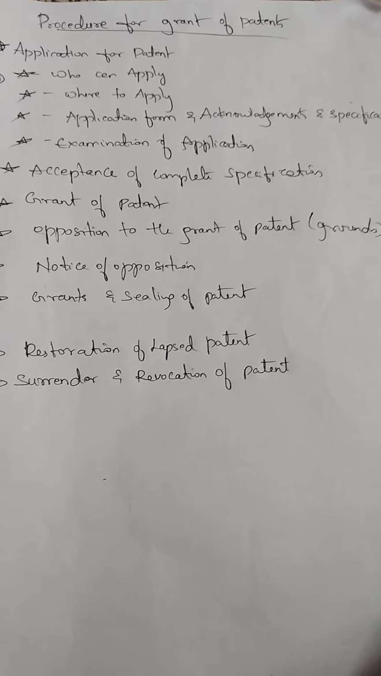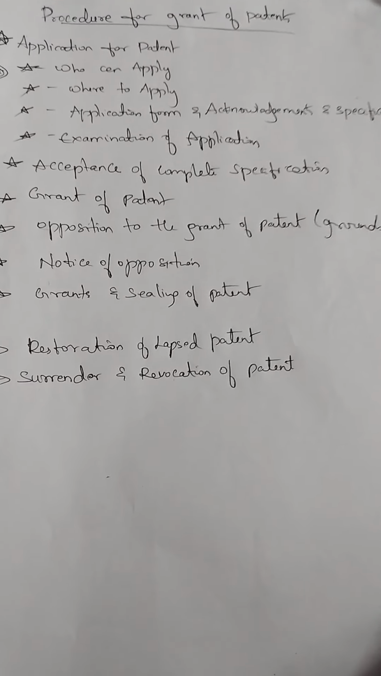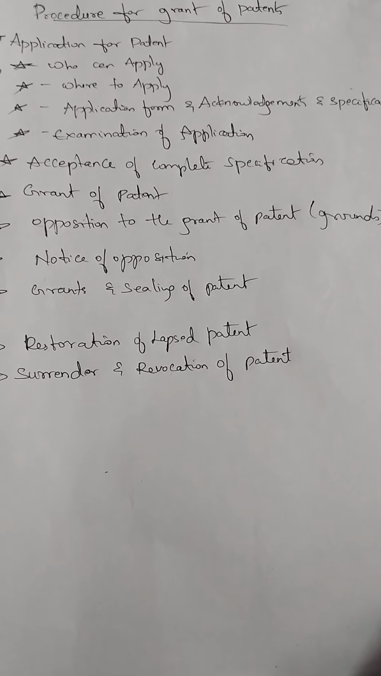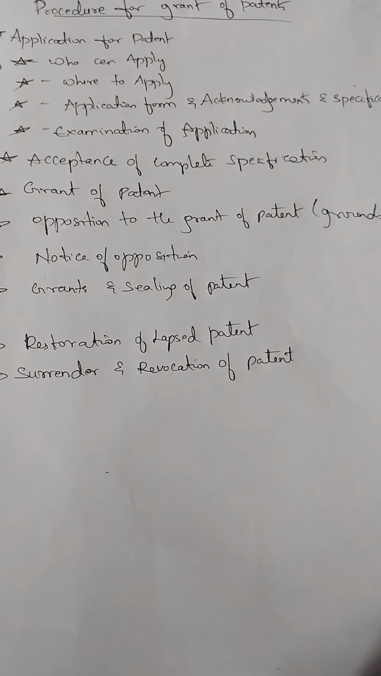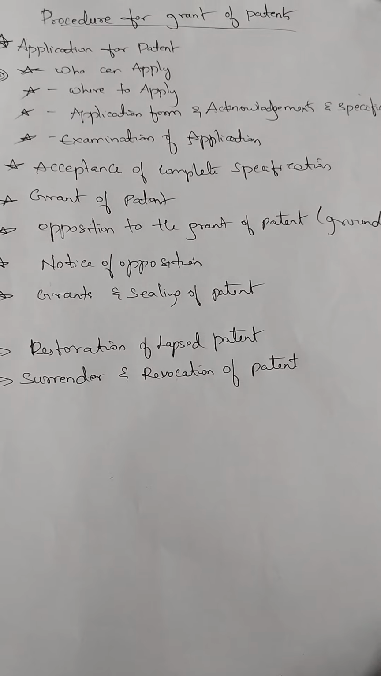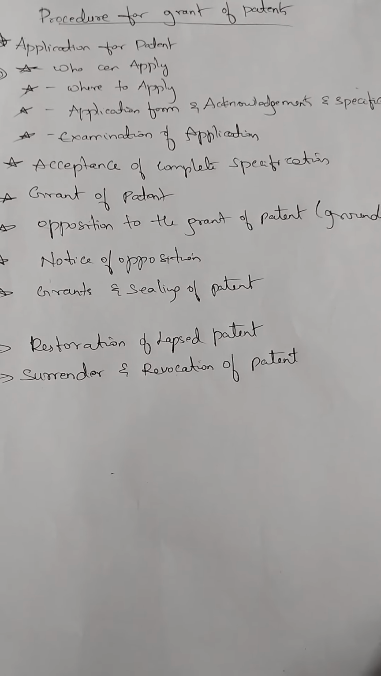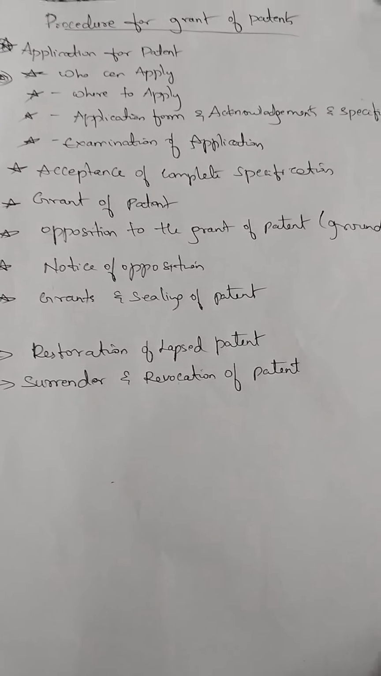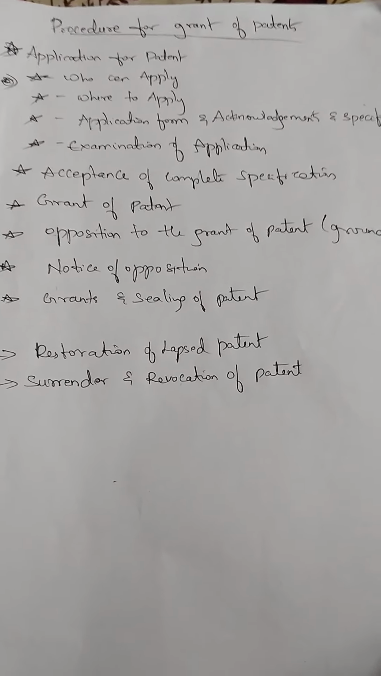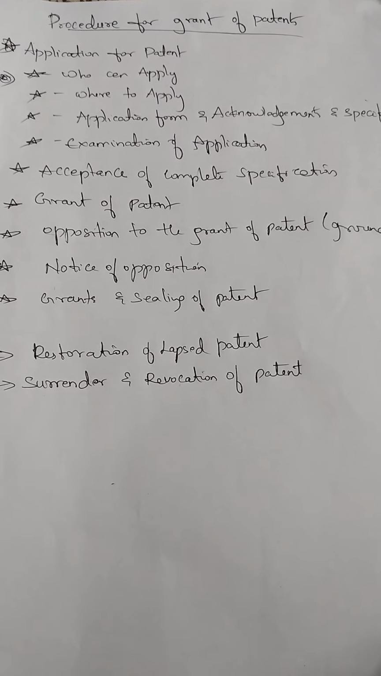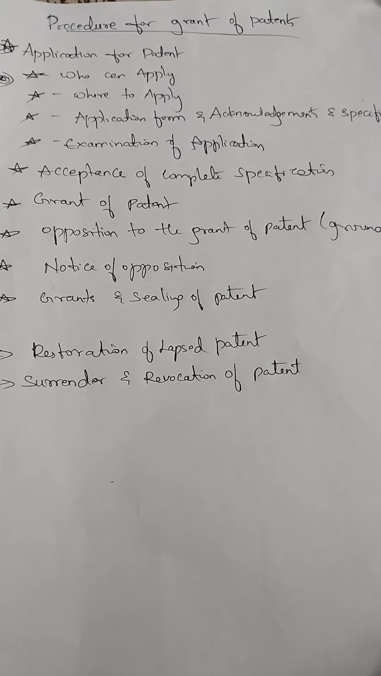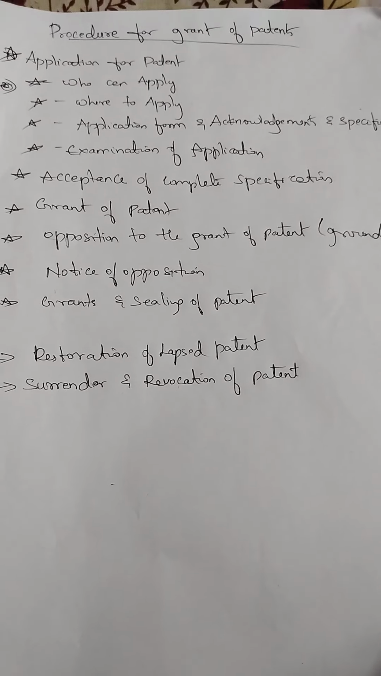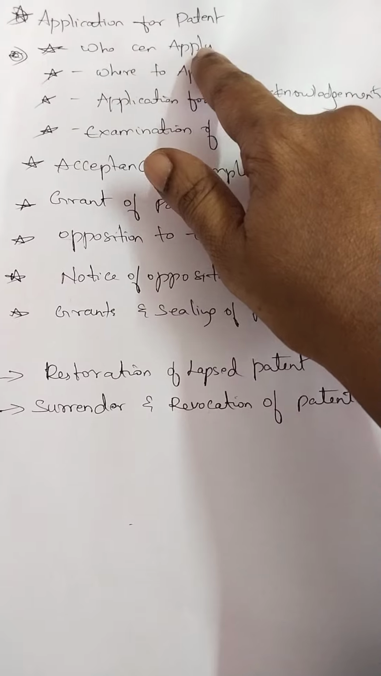Then government servants can also apply for patents. There are two different types of government servants: state government servants and central government servants. Either of them can apply for patents. Apart from that, defense personnel can also apply for patents. Defense personnel, those who work in different types of defenses like army, navy, anything, can also apply. So that's who can apply for a patent.